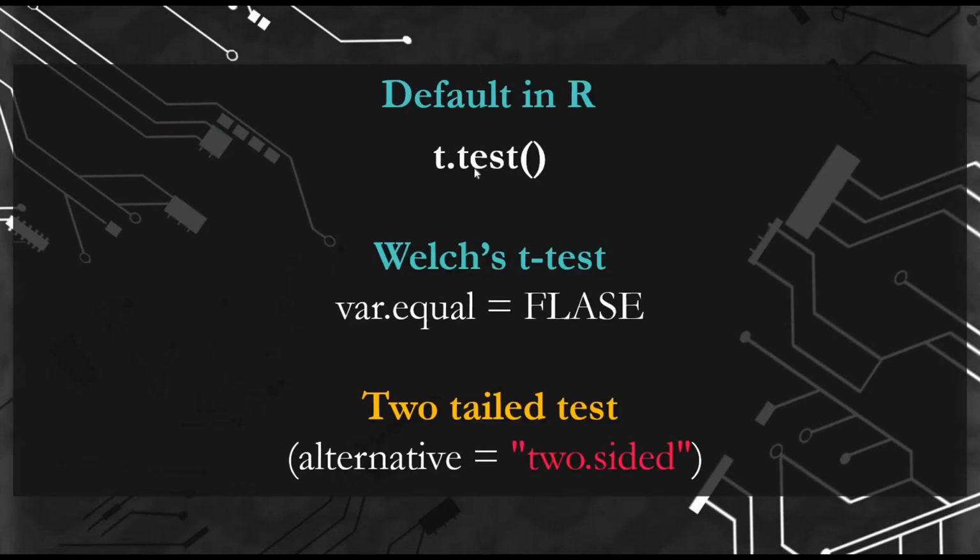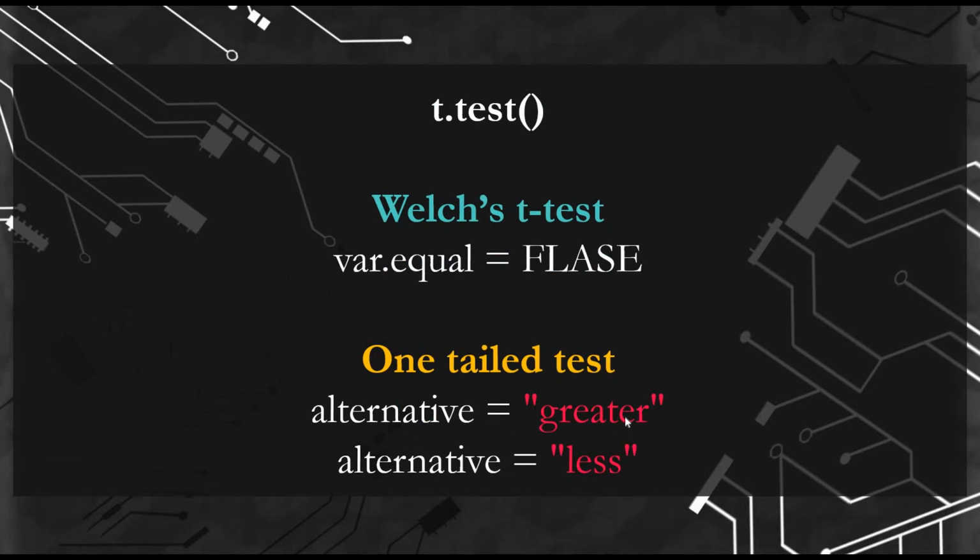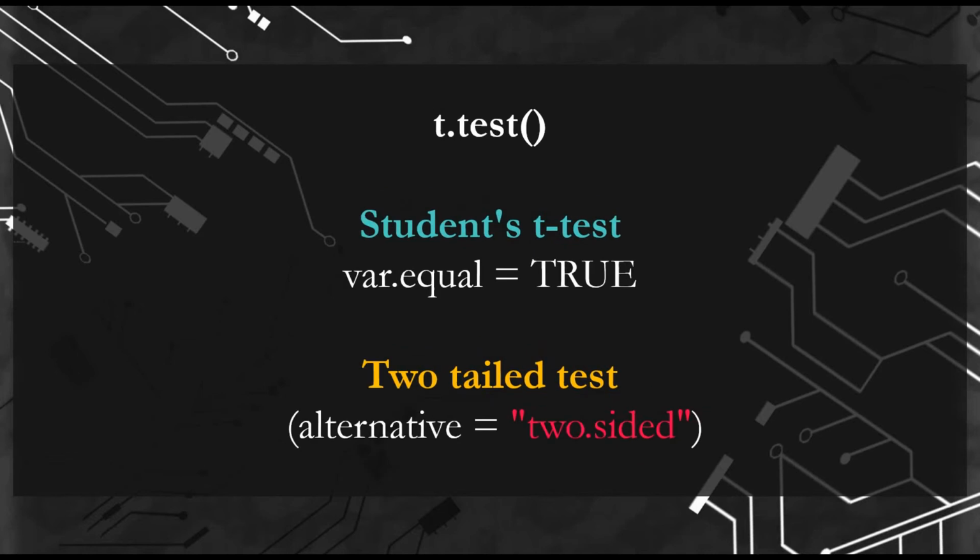So if you perform a t-test in R without writing any argument, it will perform a two-tailed Welch's t-test because it's the default in R. So the default is var.equal false and alternative equal two.sided. If you want to change it, and I advise you not to change it unless you know what you are doing, you can use the argument alternative equal greater or alternative equal less for a one-tailed t-test, so it's either in the direction of increase or decrease, or use Student's t-test by setting the argument var.equal to true. So now let's go to RStudio and perform Student's and Welch's t-tests.